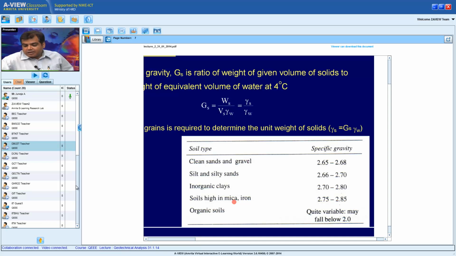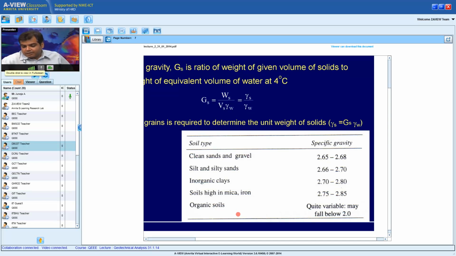Silica is slightly, apologize, mica is slightly less. So if mica has iron, it would have slightly higher, 2.75 to 2.85. Organic soils would have a lower specific gravity, which would be, of course, less than 2.